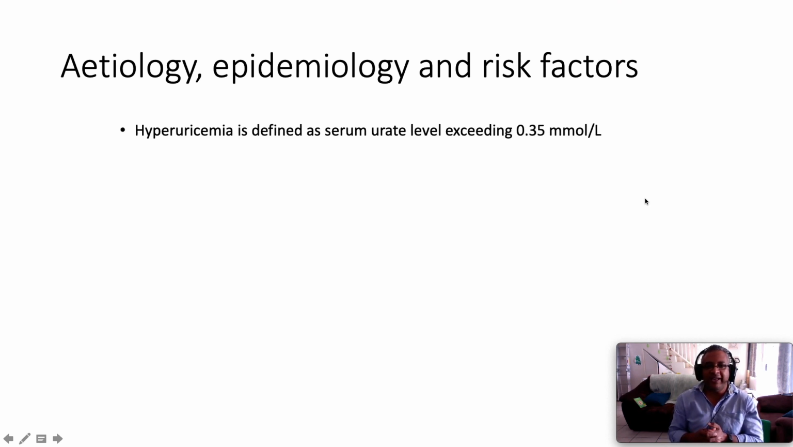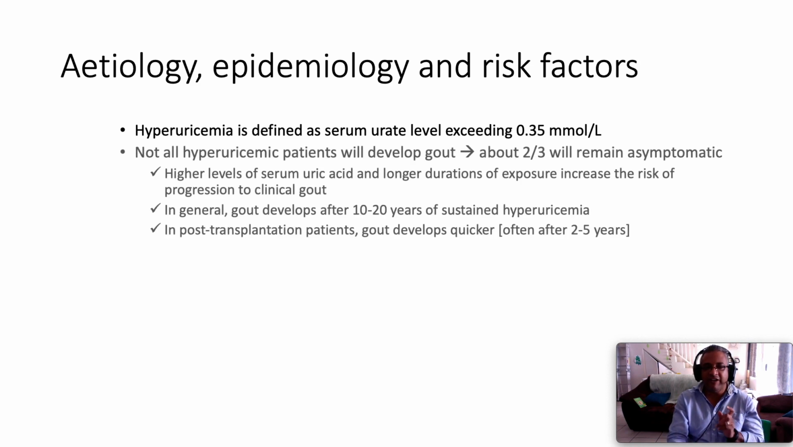Hyperuricemia is defined as a serum urate level exceeding 0.35 millimole per liter. That is the key cut point. Serum uric acid exceeding 0.35 millimole per liter. Now note that not all hyperuricemic patients will develop gout. About 2/3 will remain asymptomatic. Higher levels of serum uric acid and longer durations of exposure increase the risk of progression to clinical gout.